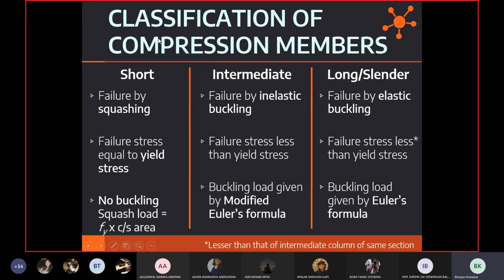Simple. Short columns fail by squashing at the squash load. There's yielding. Long columns fail by elastic buckling. The stress is less than yield stress, and the load is found by Euler's formula. In intermediate columns, a part of the column may be elastic and the rest inelastic. The failure is called inelastic buckling, and the buckling load is given by the modified Euler's formula. Any questions here?